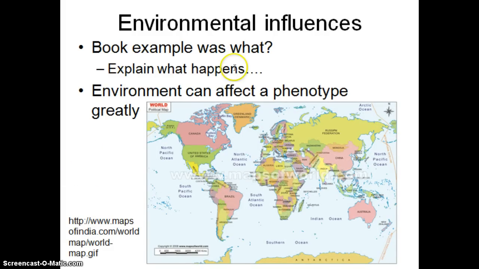The book also gives an example of environmental influences that can affect phenotype. So I'd like you to go to your book toward the end, look through that, and see if you can bring to class another example of environmental influences and how that can affect someone's phenotype.